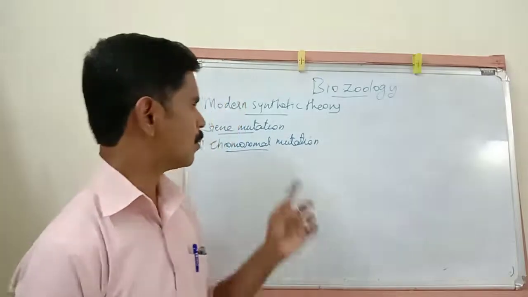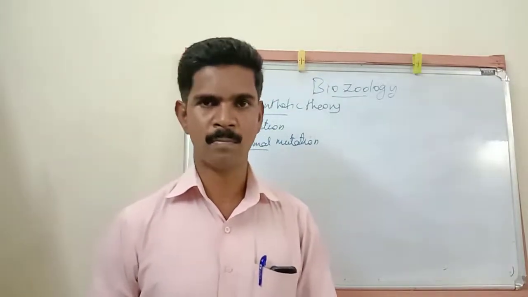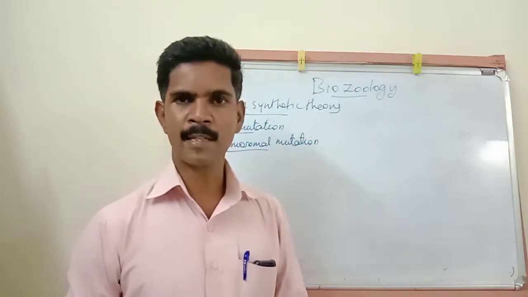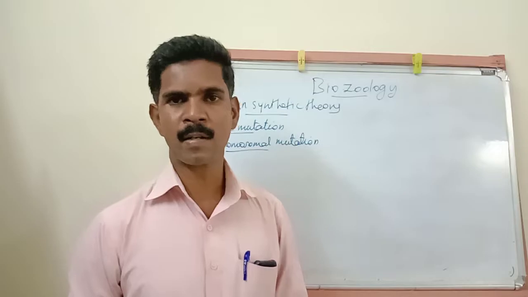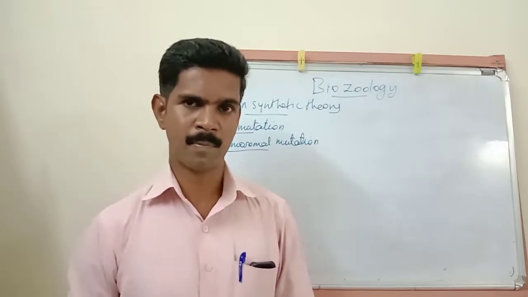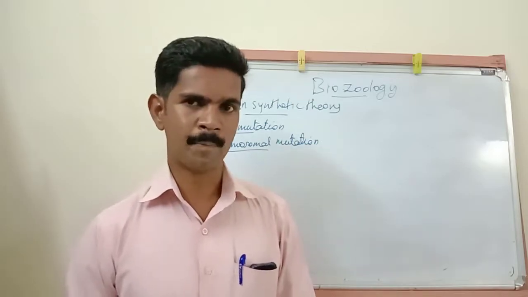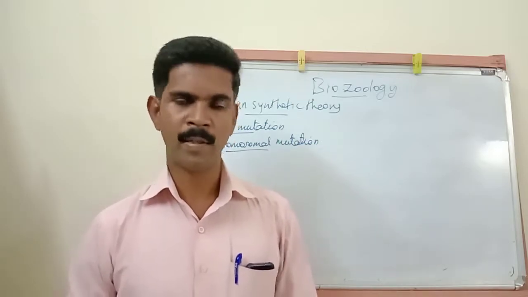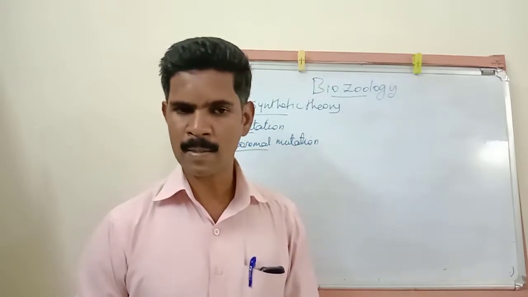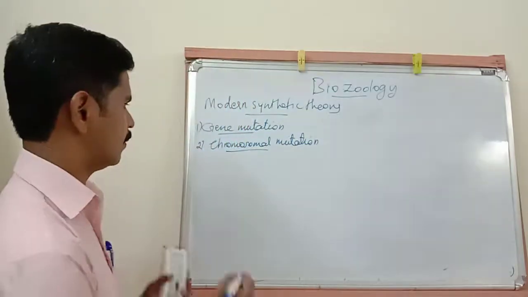So chromosomal mutation means changes in the structure of a chromosome. If any changes take place in the normal structure of a chromosome, it leads to some changes in the phenotype. And finally it produces more variations in the young ones. Hope you understood that. The third basic factor of this modern synthetic theory is genetic recombination.